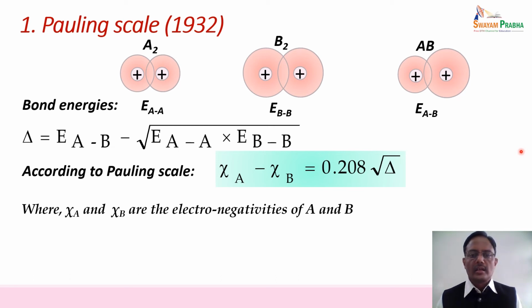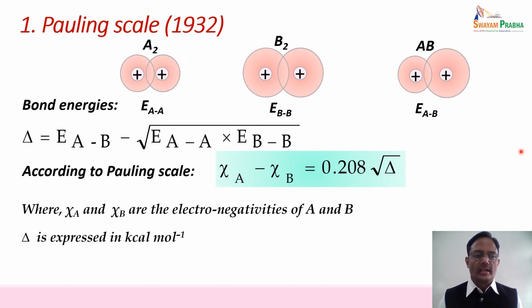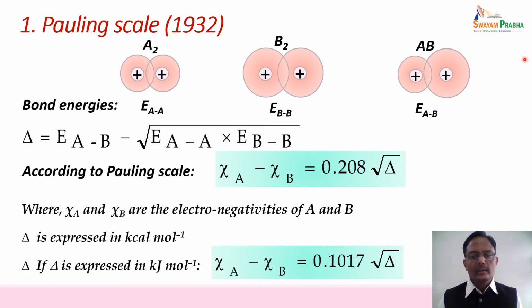Chi A and chi B are the symbols, chi being the symbol used for electronegativity, and delta here is the bond energy difference, hence it is expressed in kilocalories per mole in this particular equation. But if delta is expressed in kilojoule per mole, then the constant value on this side changes to 0.1017 under root of delta, and the unit of delta here is kilojoule per mole, which is an SI unit.